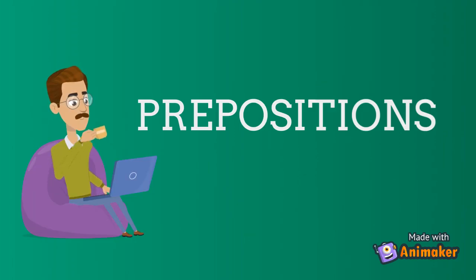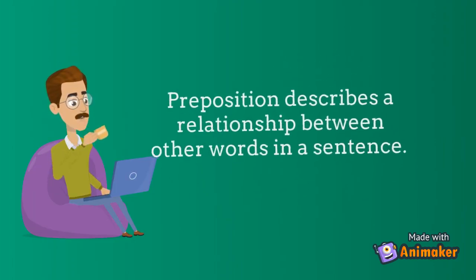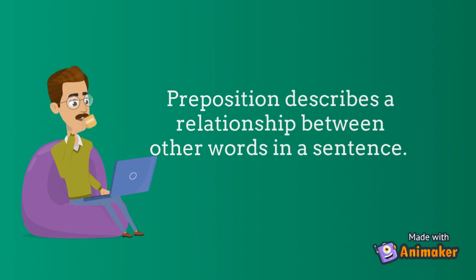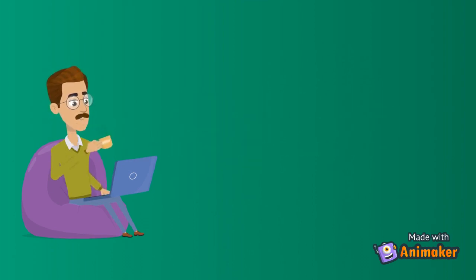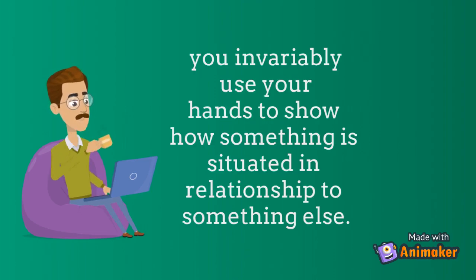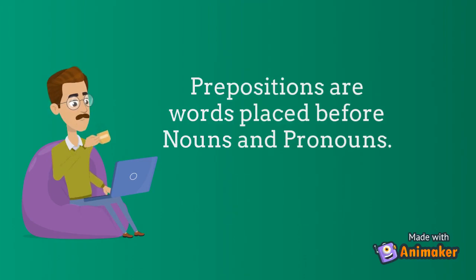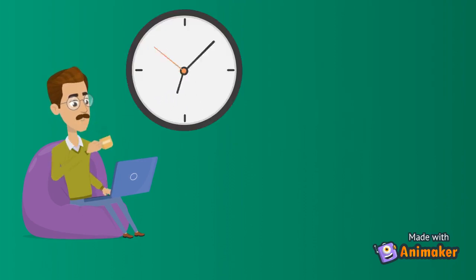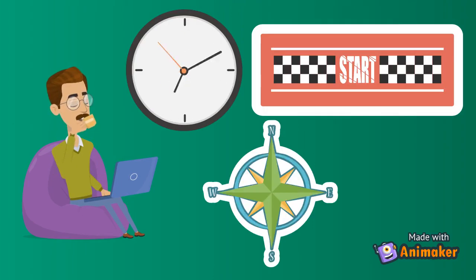What are prepositions? A preposition describes a relationship between other words in a sentence. When we use in, between, or on, you invariably use your hands to show how something is situated in relationship to something else. Prepositions are words placed before nouns and pronouns. They are used to show time, position, and direction.